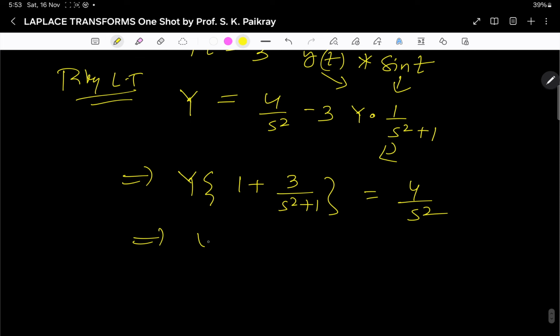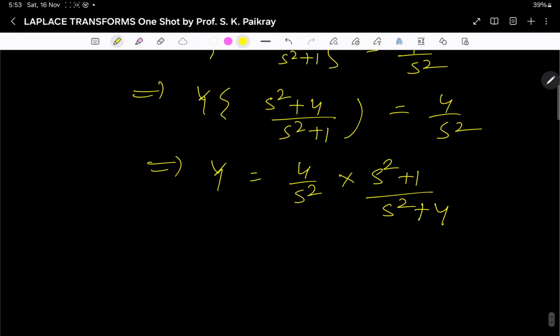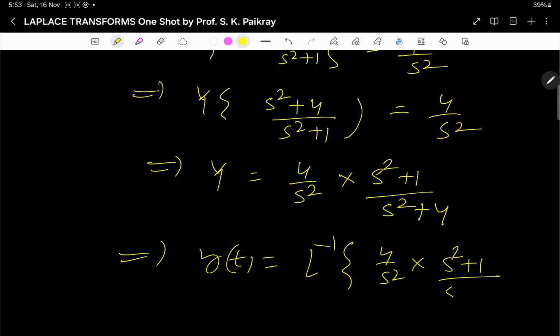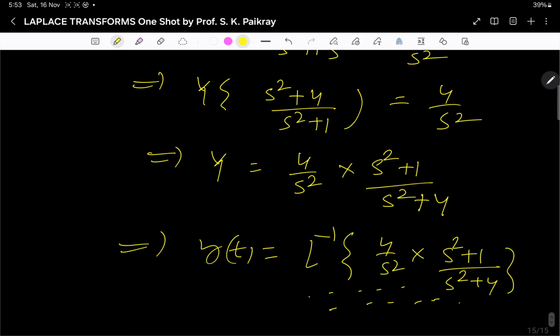You simplify it: Y into (s square plus 4) by (s square plus 1) is equal to 4 by s square. So this implies Y is equal to 4 by s square into (s square plus 1) by (s square plus 4). Now you find y(t), which will be the inverse Laplace of this, 4 by s square into (s square plus 1) by (s square plus 4). You should solve it on your own to get the answer. Let me solve one more problem.